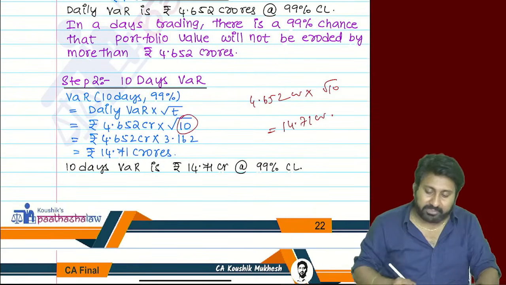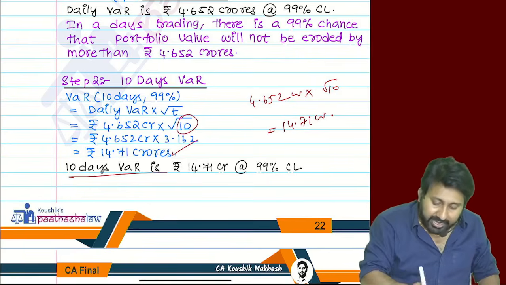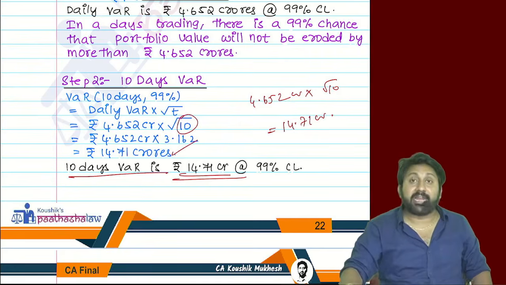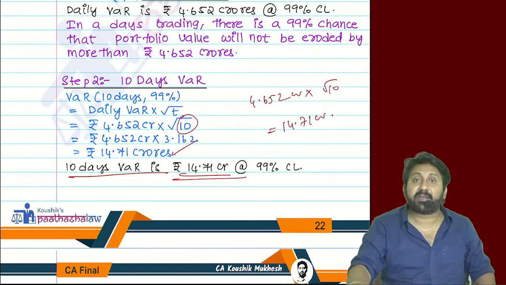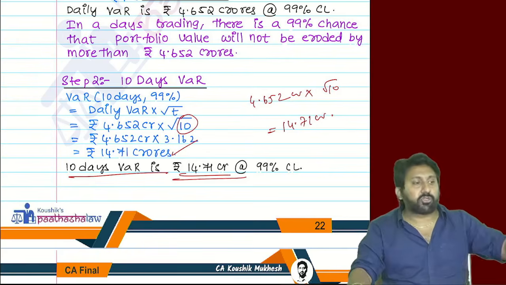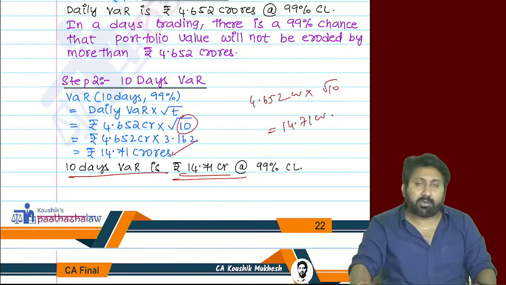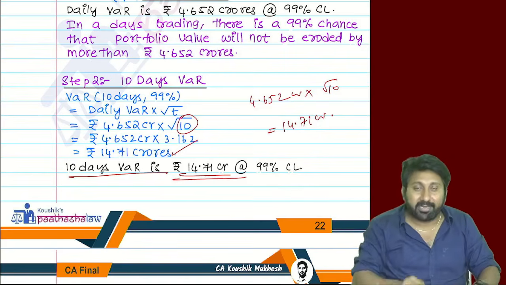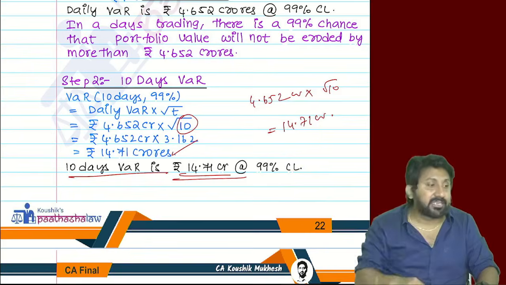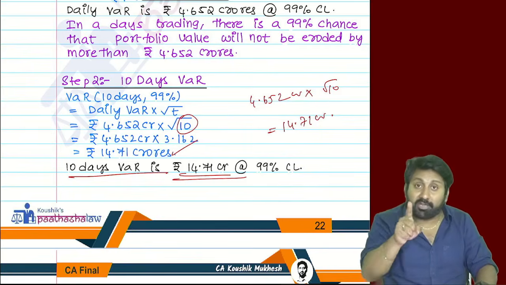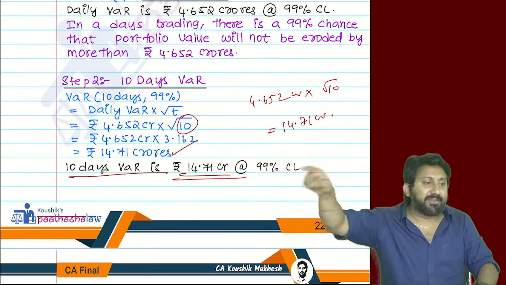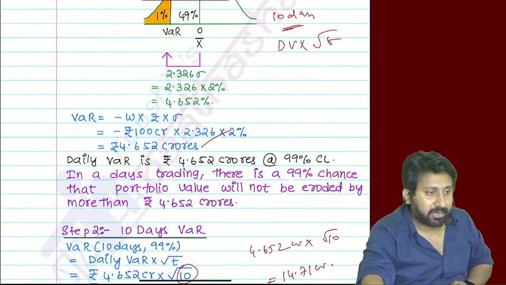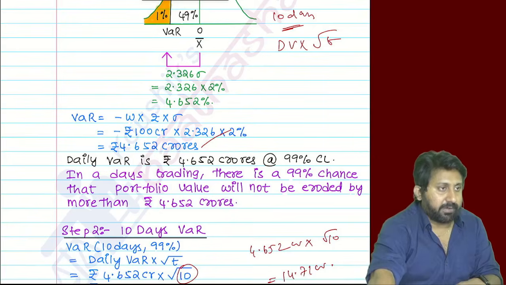This value became 3.1623. So the 10 days VaR will be 14.71 crore at 99% confidence level. What do you mean by that? I am 99% sure that my loss will not go beyond 14.71 crore. But there is a 1% chance that my loss over a period of 10 days can even go beyond 14.71 crore. Everybody understood the concept clearly or not? So next one.